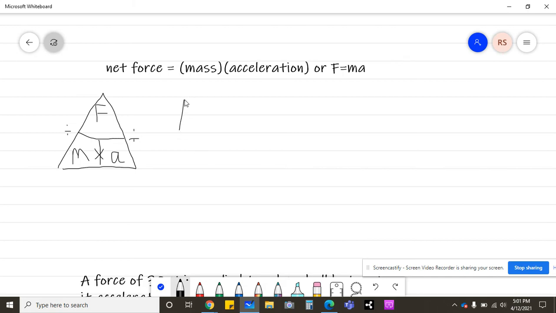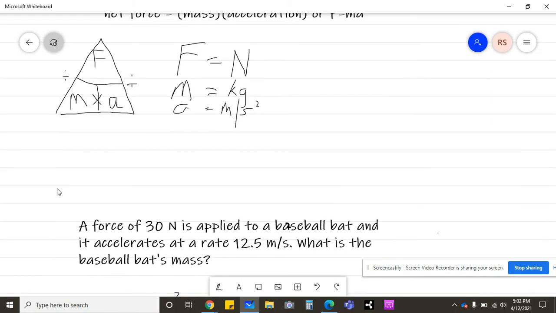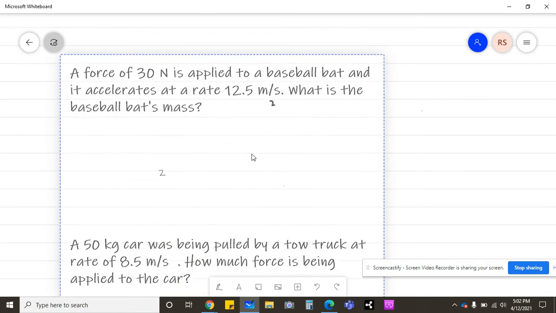So just a reminder, force is going to be measured in newtons. So when you read the story problem, if it has a capital N after the number, it's force. For mass, it's going to be kilograms. And then for acceleration, it's going to be meters per second squared. So let's look at a couple of examples.